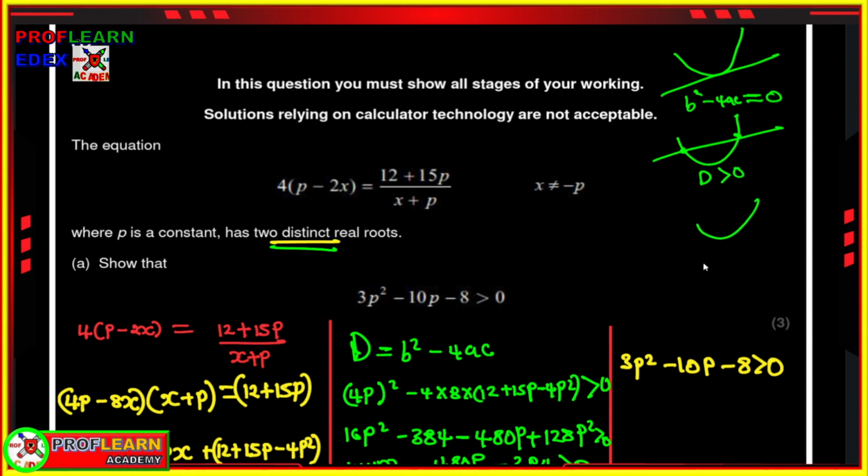So if the line does not meet, then there is no solution. Then we can say discriminant less than 0. So these are the key areas that you need to know.